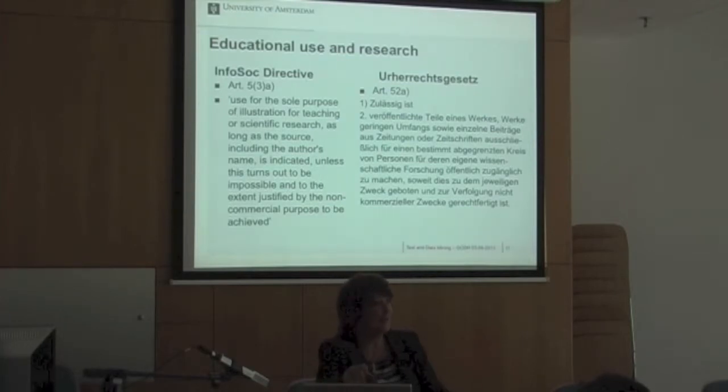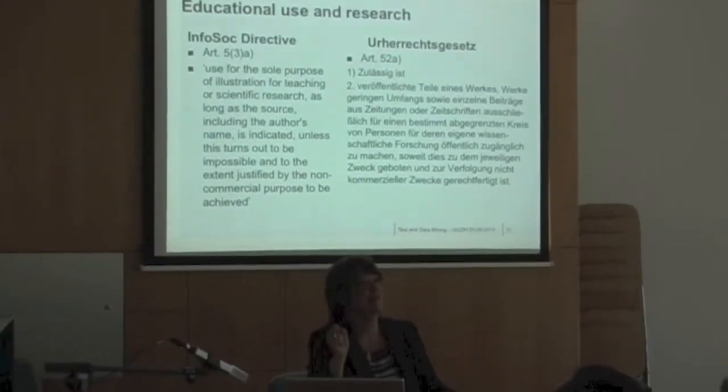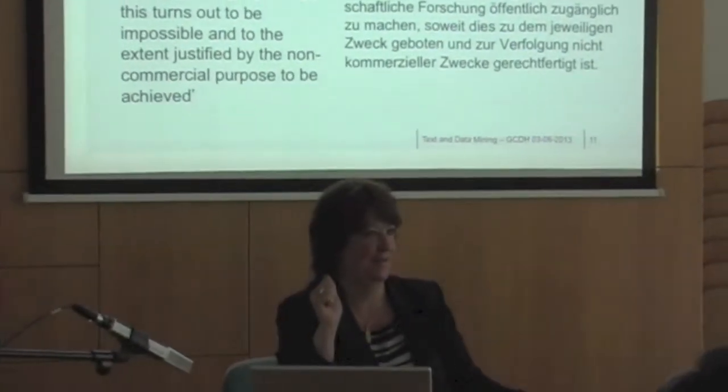Article 52A of the Urheberrechtsgesetz is a bit controversial for the European Commission, at least, because it goes a bit further than Article 5(3)(a) of the directive, in the sense that it allows published parts of works to be communicated, well, I'm translating, to a small group of scientists. So, and you see, this is a clear distinction. This is language that you don't find in the Information Society Directive.